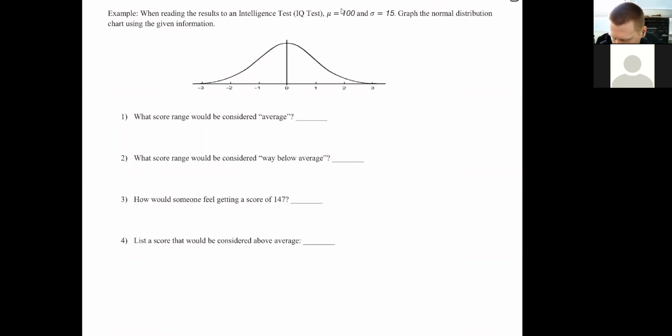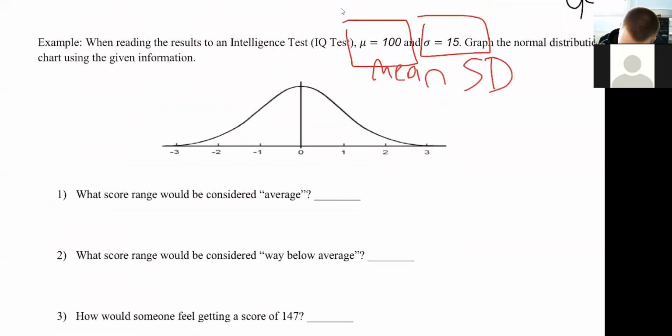For this example, it says when reading the results to an intelligence test, an IQ test, you have, if you remember the symbols from the beginning of the notes, this is mu, or your mean, and your standard deviation is 15. They want us to graph our normal distribution chart and then answer these questions. When you make your own curve, you always put your mean in the center. Your average always goes in the middle. The nice thing about these problems is we're not going to have to calculate it by hand. We won't be calculating standard deviation by hand quite as much. I might throw it in every once in a while, but most problems I'll give you the standard deviation.